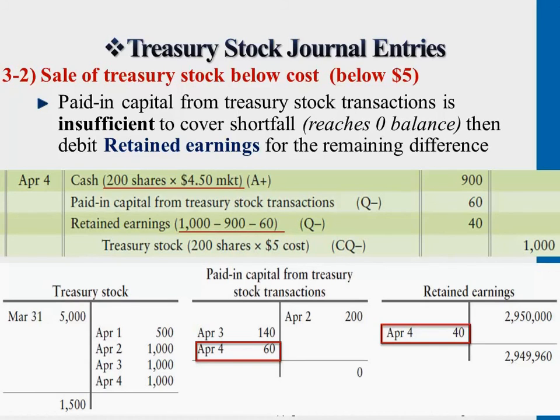And then April 4th, you see $60 here. Remember, this account at most can only be reduced to a point that it reaches 0. So the additional $40 goes into retained earnings account. Retained earnings, when we reduce it, we would debit it. So the idea really is the same. This account, we only debit it to a point when it reaches 0.